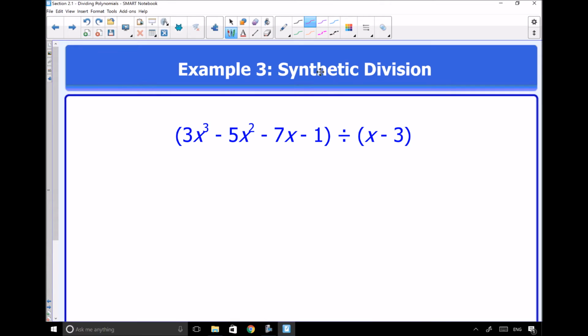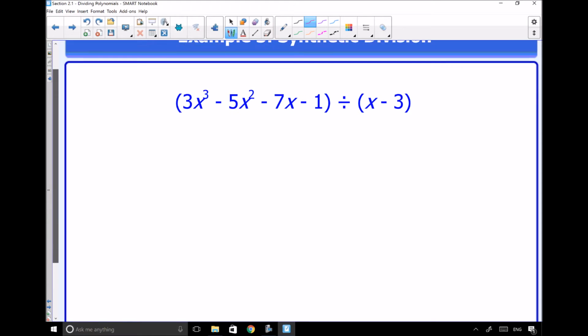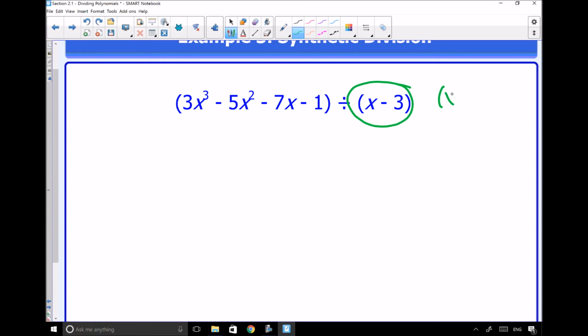Now, mathematicians are always looking for shortcuts, shorter ways to do some types of division. So let's take a look at an example of some synthetic division. Something that you need to be aware of is that synthetic division will only work if we are dividing by a factor that is in the format x minus a, okay? So in this example, we can say that the a value is equal to 3.